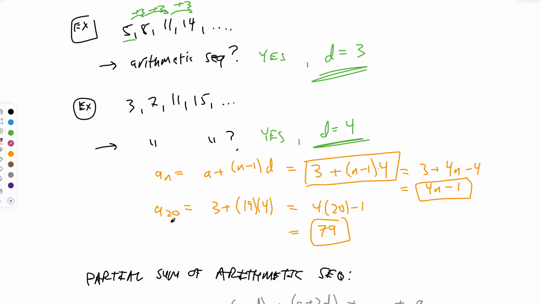And then we would use this to find the 20th term. So either here I plug in 20 for n, or here I plug in 20 for n. Nonetheless, we get an answer of 79, right? So the 20th term would equal 79 in this sequence here.